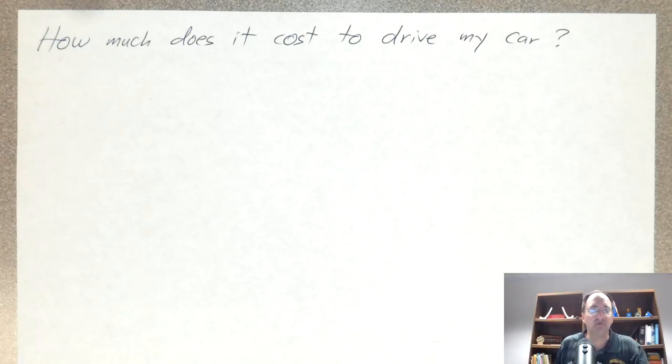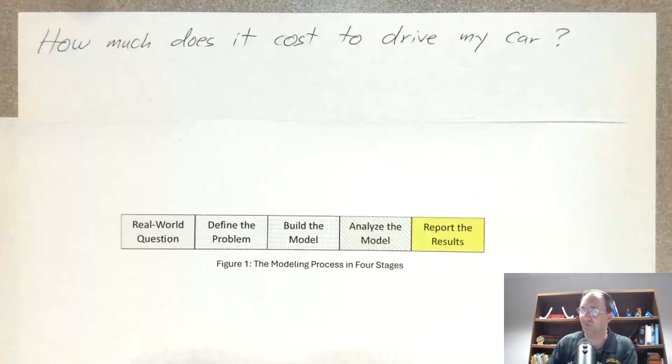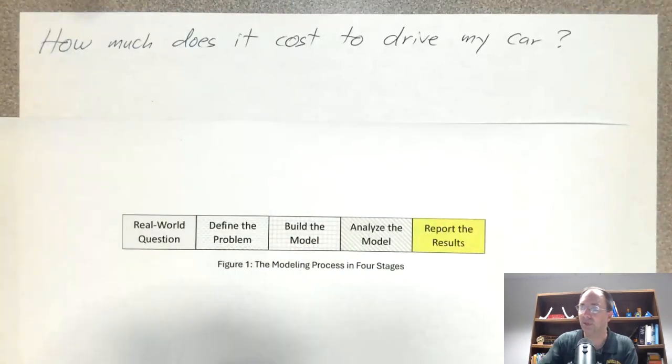Hello. In the second part of this section's video, we're going to look at the modeling process through a specific question, and that is, how much does it cost to drive my car? So, as you may recall from our last video, the modeling process looks something like this. We have a real-world question, and then our next step is to define the problem.